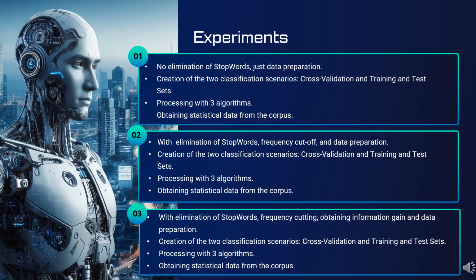After this, the scenarios of classification, cross-validation, and training and test set were created, after which the processing was carried out with the 3 learning methods mentioned, and results were obtained. For experiment 2, the change was the use of the 4 levels of preprocessing to verify the change in execution time, vocabulary size, and system performance.